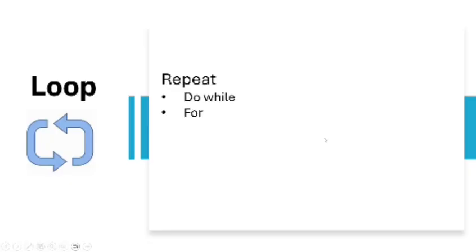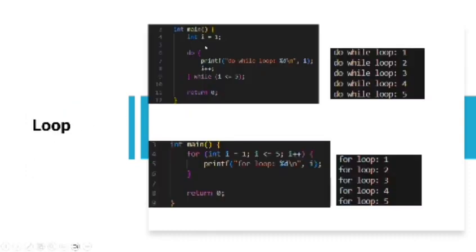Loop. Loop is a repeat function, such as do while and for. So this one is the do while loop, and i is equal to 1, and print do while loop if i is less than or equal to 5. So it will print 5 times. And this one is the for loop. It will print for loop if i is less than or equal to 5. So it will also print 5 times.